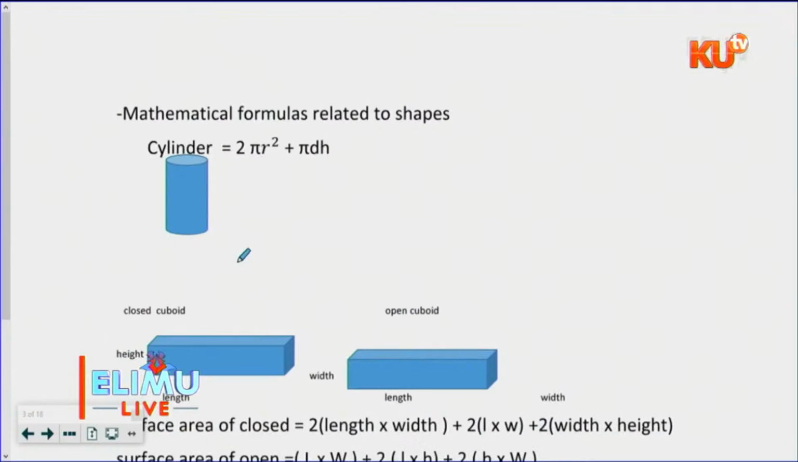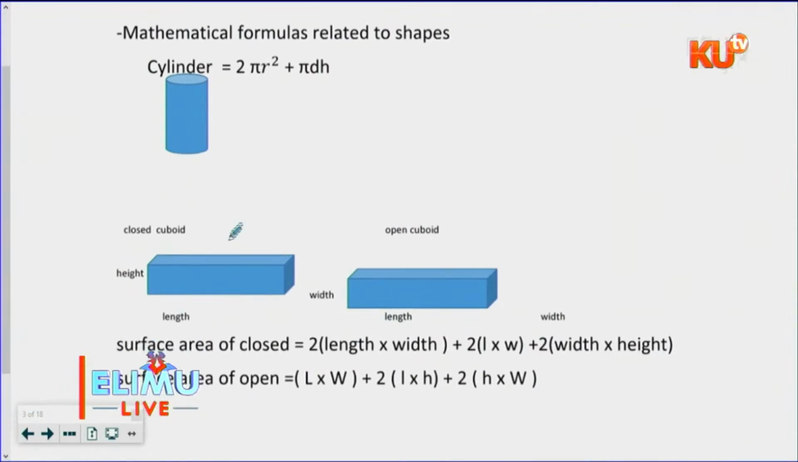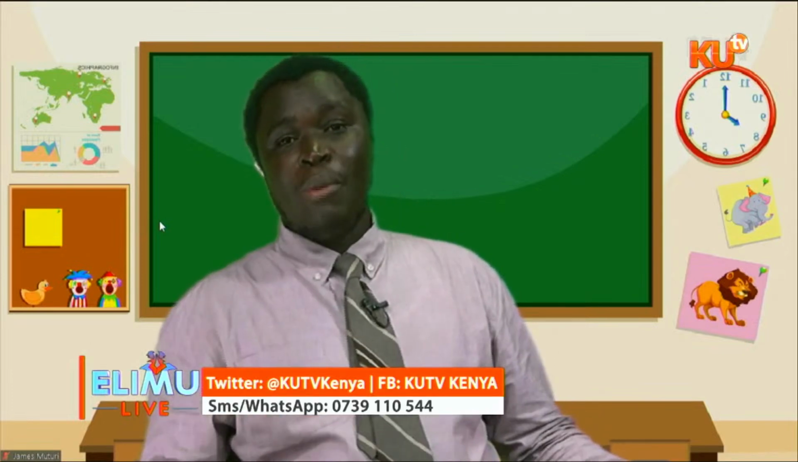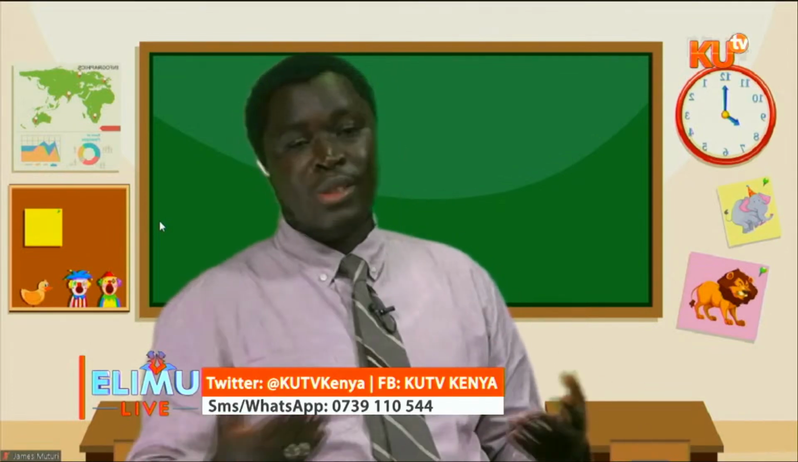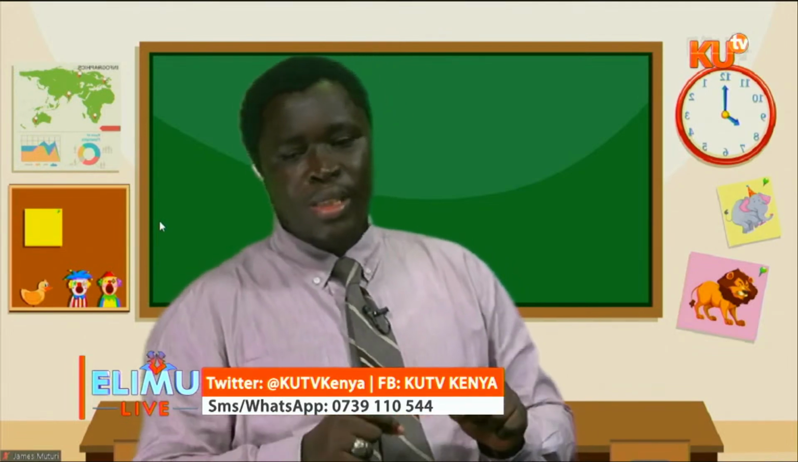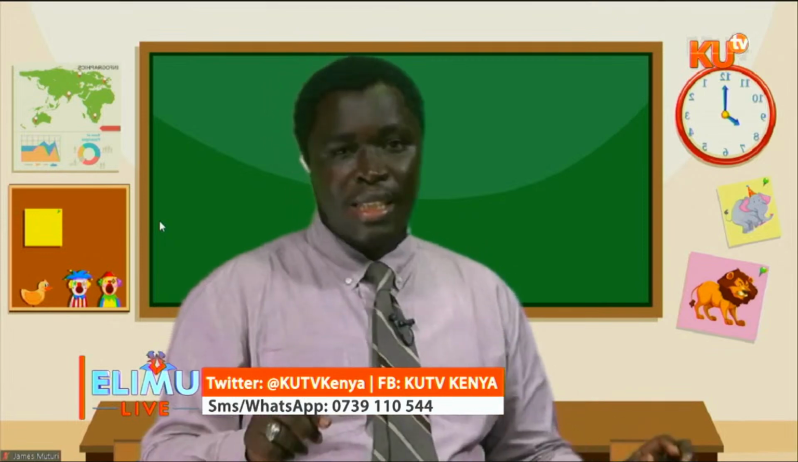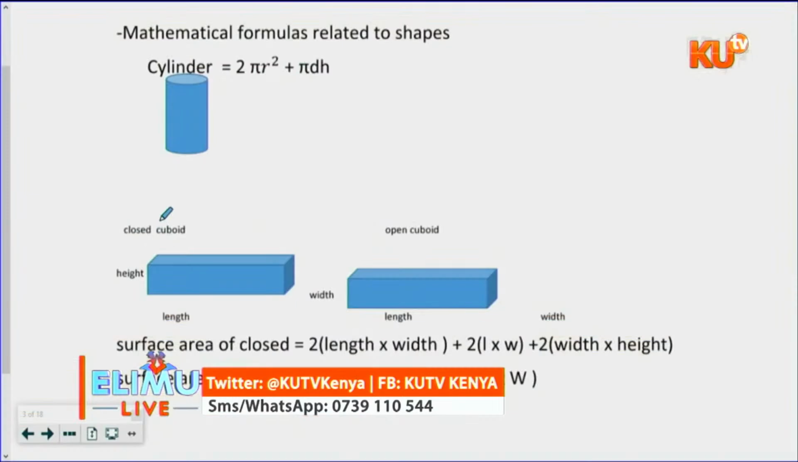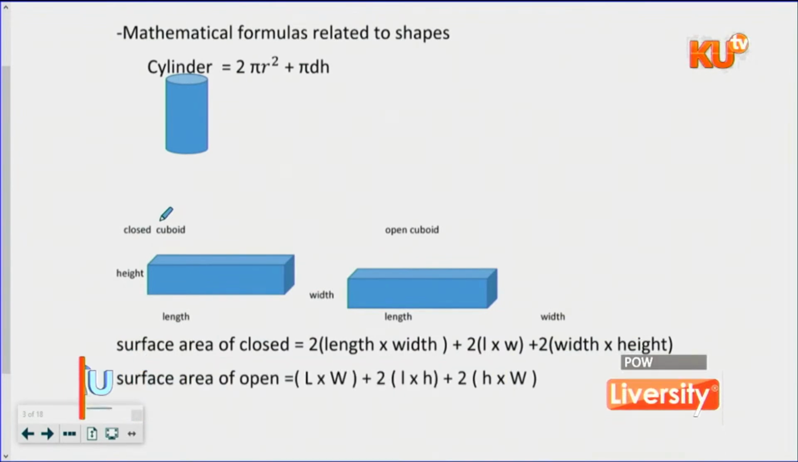We'll move to the second shape, and the second shape is a cuboid. A cuboid, in our normal daily activities, we always have it. It looks like a box. So a cuboid is a box in short. So that box that you always see at home is a cuboid. So how can we get the surface area of that cuboid? When it is closed, it means that there is no space anywhere.